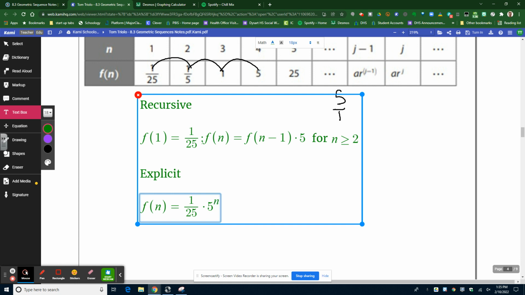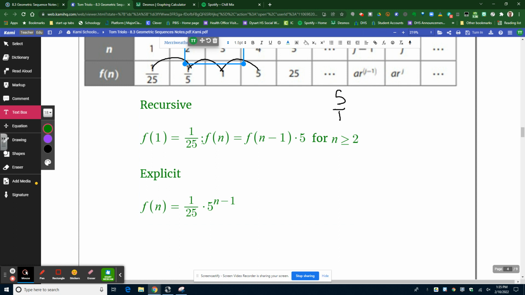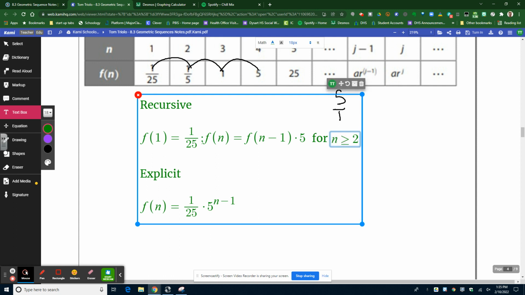So close. Since we're starting with the first term, we need the minus 1 there. The way we show it with the explicit rule, this is actually using the same rule as we're using here, but we don't start using it until the second number because 2 minus 1 is 1. Okay. So this whole n minus 2, n greater than 2 is built into the actual function itself.